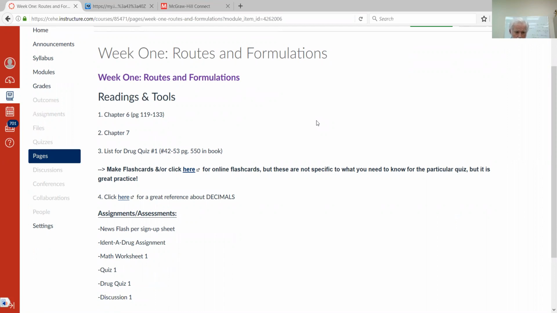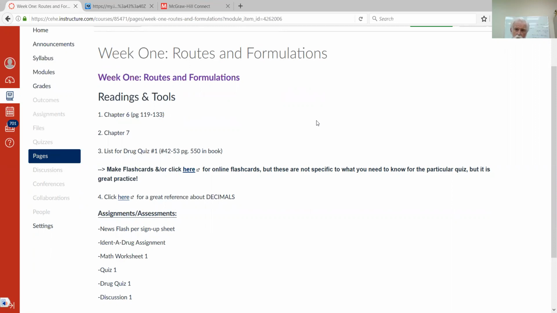You've got a list for the drug quiz number 1. If you look at drugs number 42 to 53 on page 55 in the back of the book, you'll find them. You're being asked to make flashcards. This is a good idea. This gives you information. And then you get started on your sign-up sheet. I will give you the IdentiDrug assignment in the next class. That's part of this week as well.